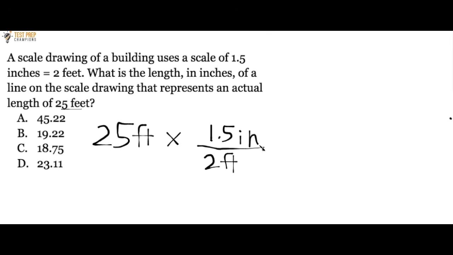Now, the reason I set it up this way is because when I do the math in my calculator and crunch these numbers, we're dividing feet by feet, and the units are going to cancel out and leave me with an answer in inches, which is what I want here. So in my calculator, I do 25 times 1.5 divided by 2, and my answer is 18.75 inches. So hopefully this makes sense.